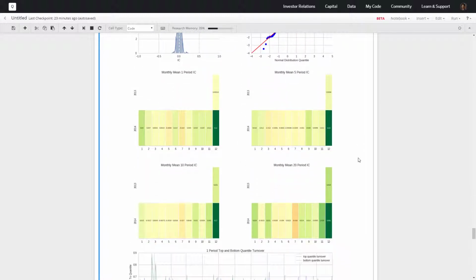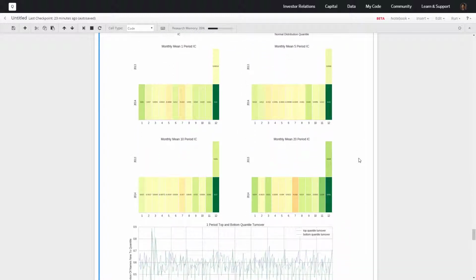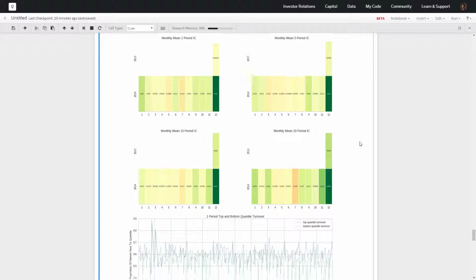Okay, looking at the monthly mean return, generally green for the 1 day, 5 days also green, 10 day, 20 day they're all green. Well, that's pretty good. Oh, there is some negative here that's slightly orange. Oh, in fact there are some negatives here. The font's just too small for me to read.